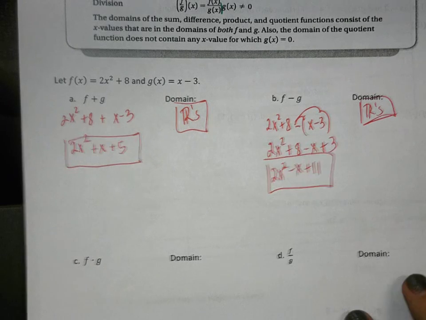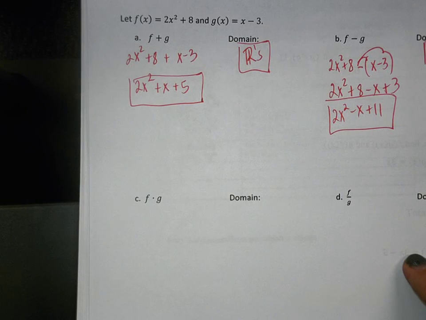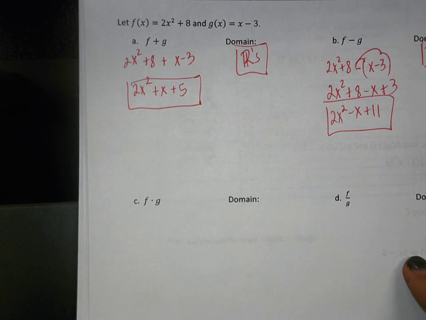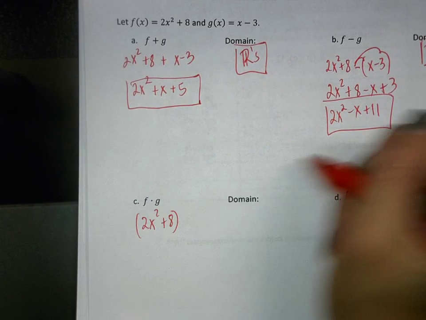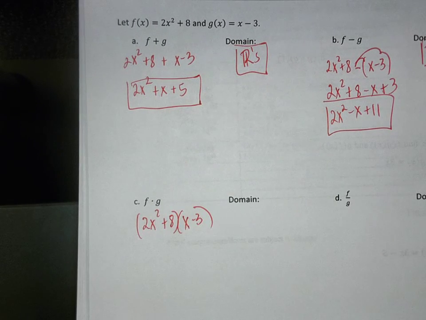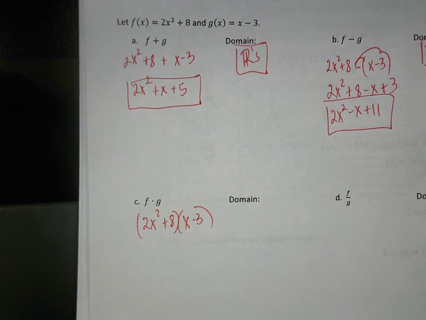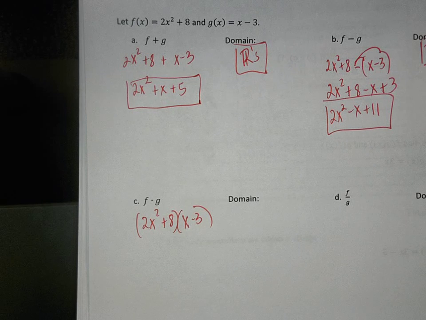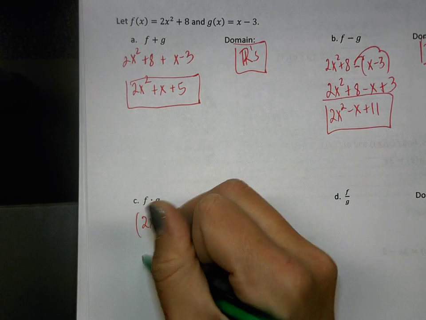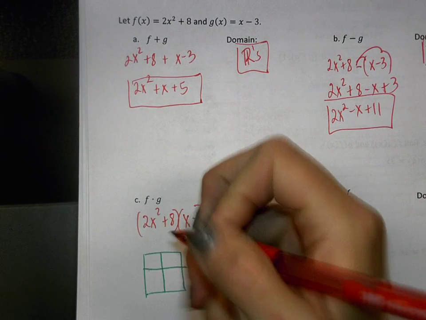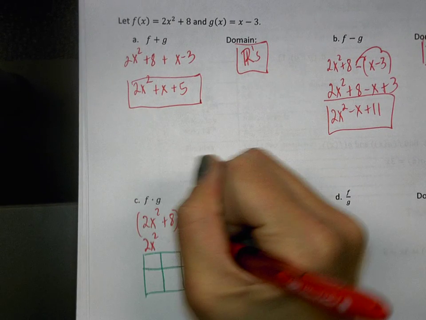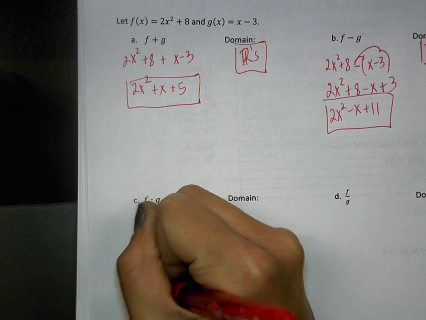On C, f times g, we're just going to multiply the two terms together. So we have 2x squared plus 8 times x minus 3. It's up to you how you want to multiply that. You could use your FOIL method or distributive property, or you can use your box method. I'm going to use the box method because I feel like it keeps everything organized. So I'm going to make a 2 by 2 box. It doesn't matter which side you write things on. So we have 2x squared and 8 and x and negative 3.